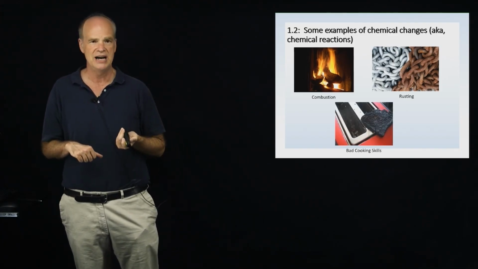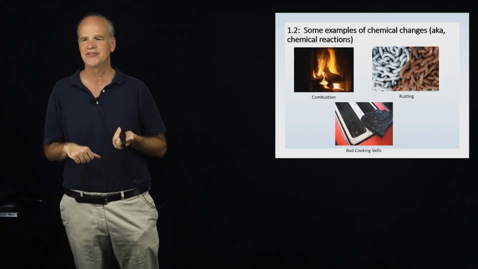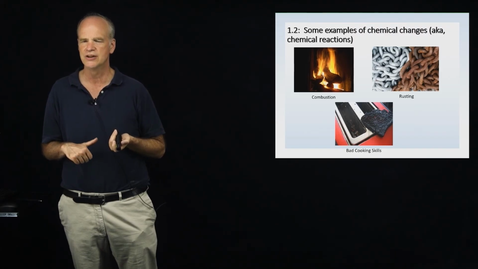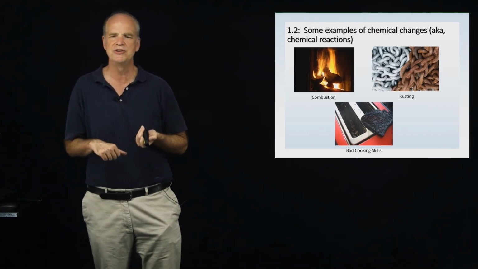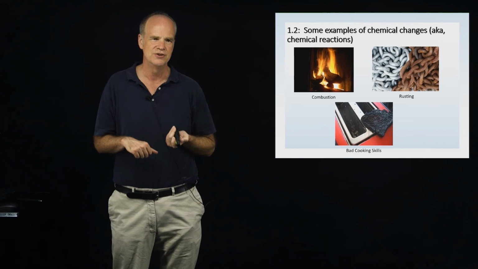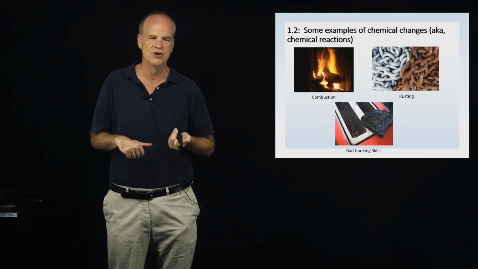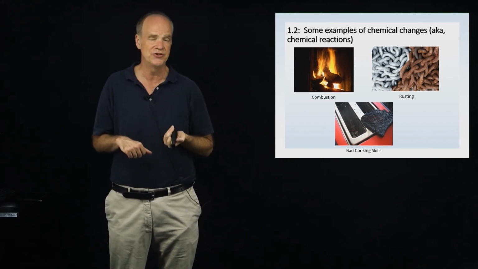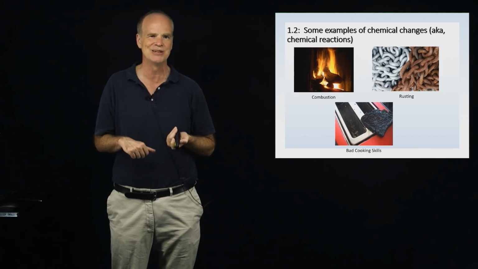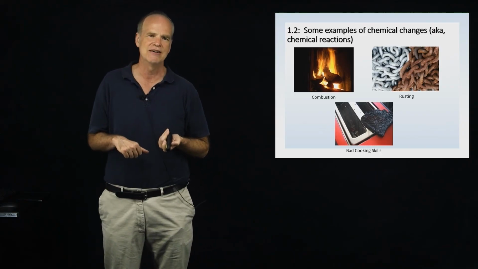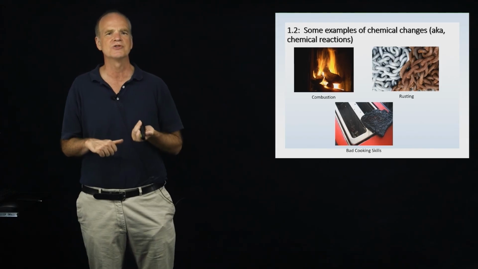And then here, bad cooking skills. That's probably a picture from my kitchen there. So if you happen to burn your carbohydrates in your bread and you're turning it into something new like elemental carbon like I did, well then that would be an example of a chemical change.